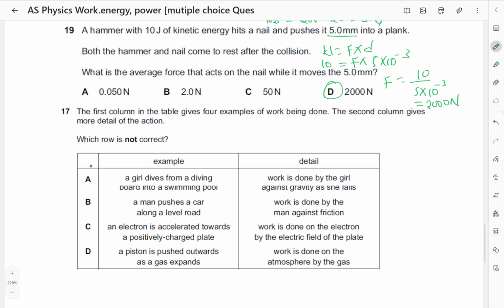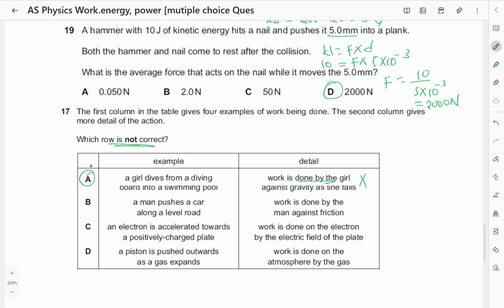The first column in the table gives 4 examples of work being done. The second column gives more detail of the action. Which row is not correct? A girl dives from a diving board into a swimming pool. That is the example. Detail: work is done by. This makes this one to be wrong, because diving is falling downwards, so work is not done by the girl against gravity. It is actually gravity doing work on the girl. So this one is not correct.